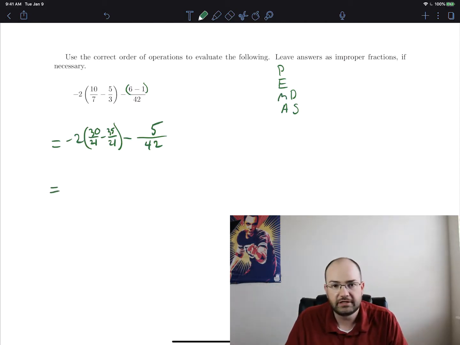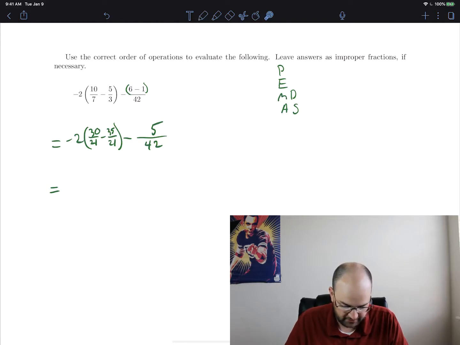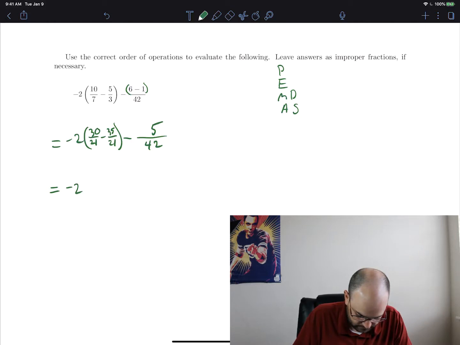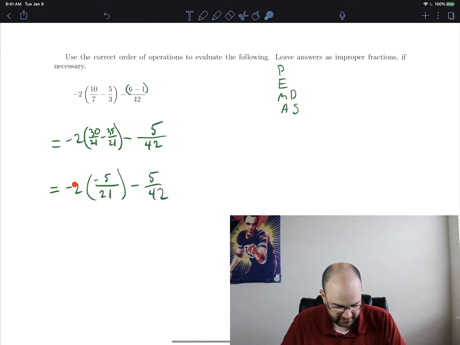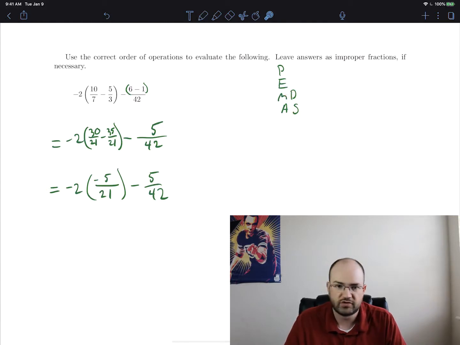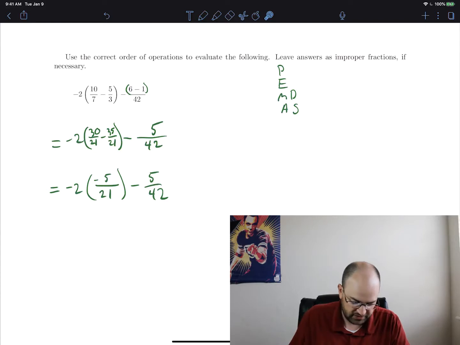And at this point, we can now just simplify the parentheses. 30 minus 35 is negative 5, and 21 just stays as 21. Good. So we're left with negative 2 times negative 5 over 21, close parentheses, minus 5 over 42. Excellent. We have no more parentheses. There are no exponents. So now we're just left with multiplication and division, and then addition and subtraction. There is multiplication here, but it's this one right here.